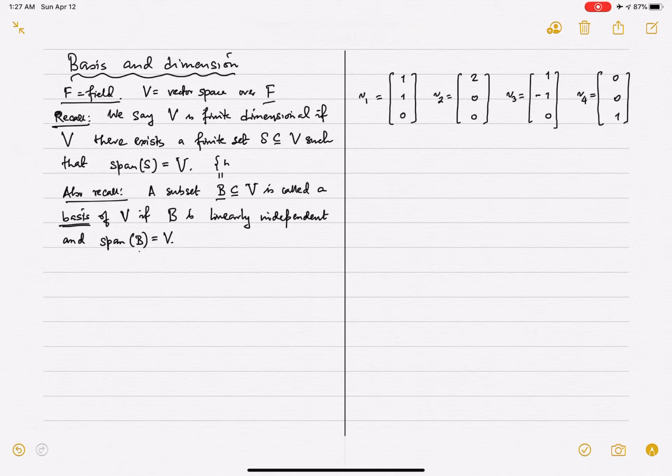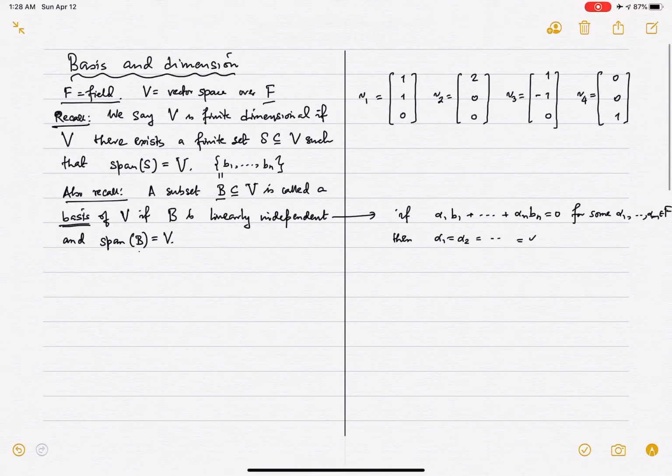So if B is b1, b2, ..., bn, then linearly independent means that whenever a combination like this is 0 for some scalars, then all the alphas must be 0. That's what linearly independent meant.